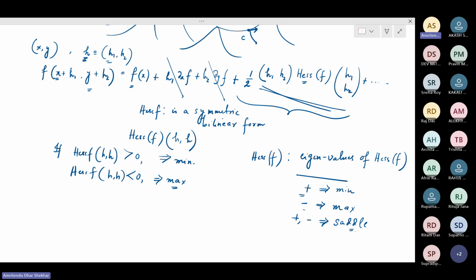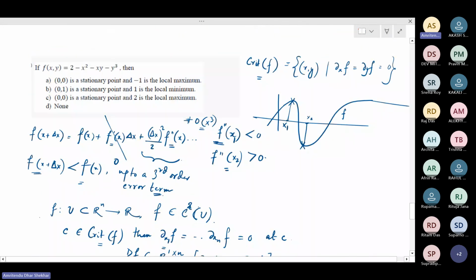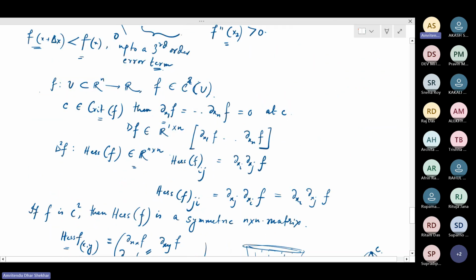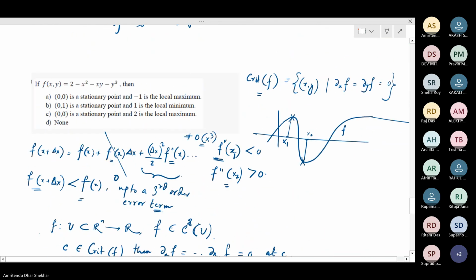In this course, the critical points that you are going to look at are ones where the Hessian of f does not have a zero eigenvalue. That is basically a degenerate case, and we're going to assume that we're not facing it. So you look at the eigenvalues and then you determine if it's a saddle or not. So let's take this example only. What is this?